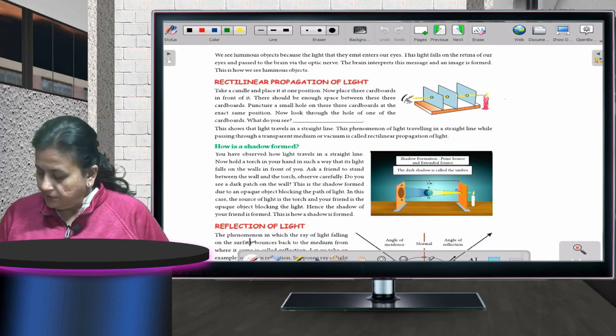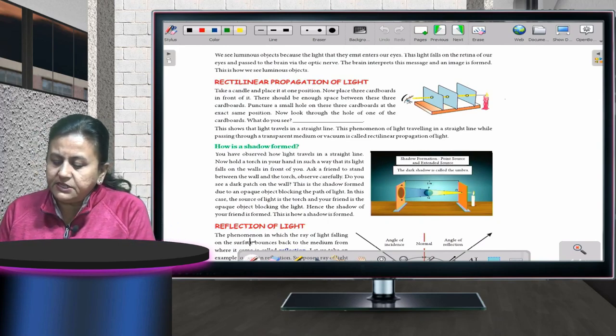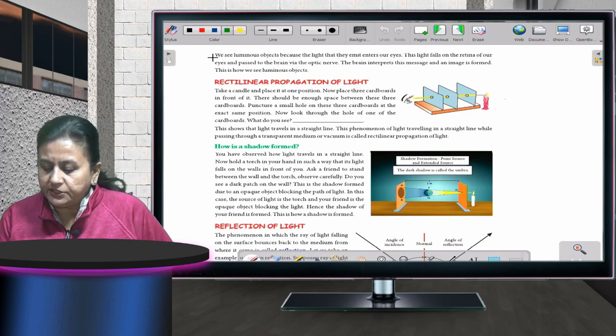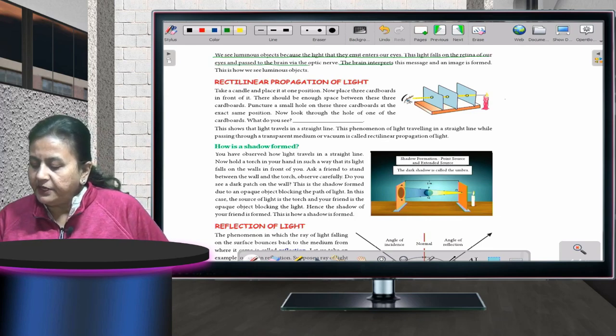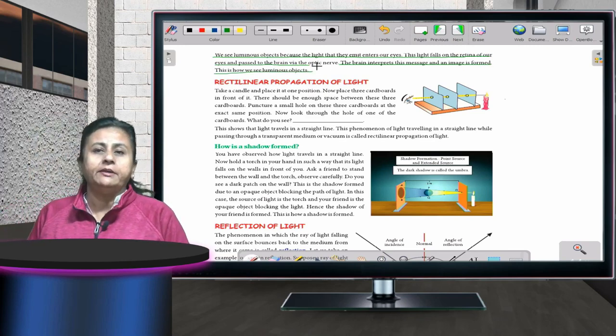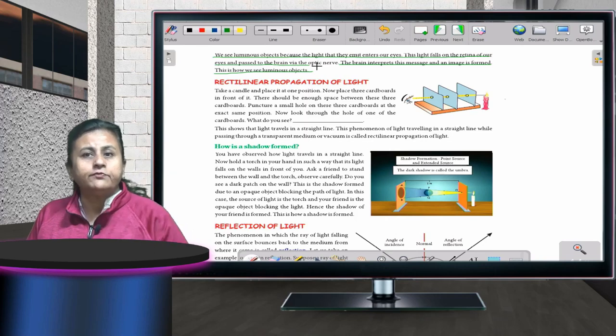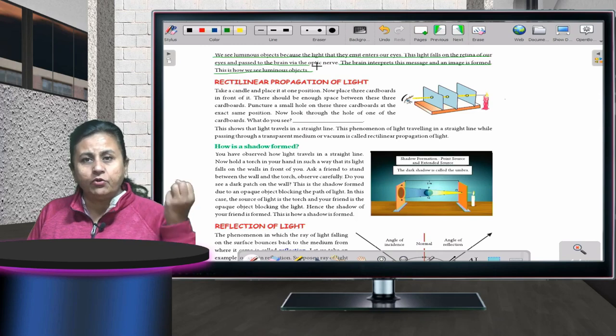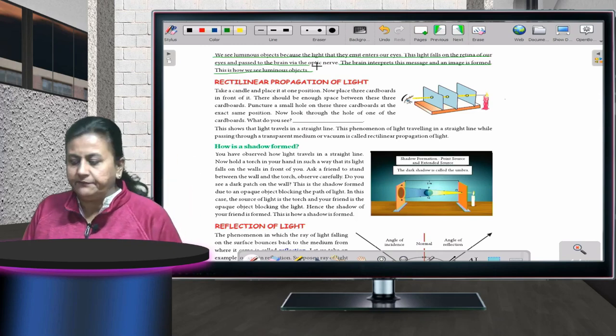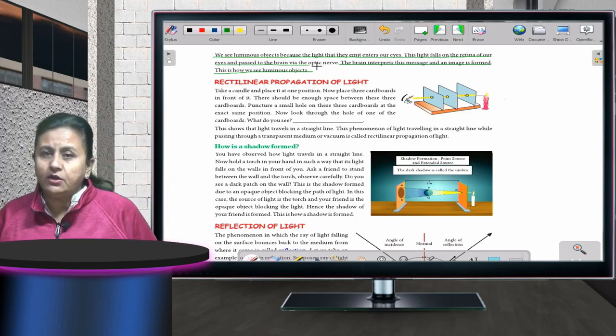See, we see luminous objects because the light they emit enters our eyes. The light falls on the retina of our eyes and passes to the brain. The brain interprets this message and an image is formed. This is how we see luminous objects. How are we able to see other objects? The light is falling on the object, and it is reflecting back, and when it is reflected back, it enters our eye, and from our eye it is sent to the brain, and now the brain says, okay, things are ready, now you can see. So this is the way we are able to see the objects.